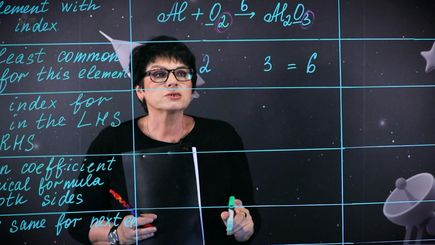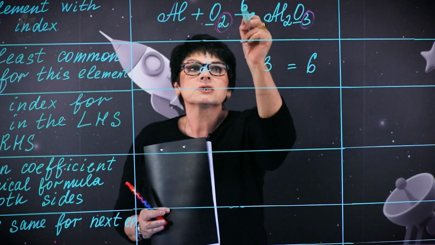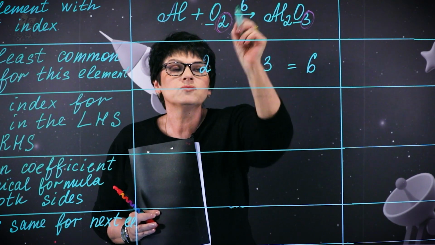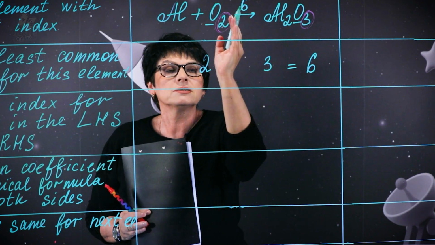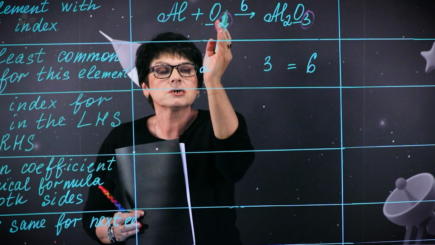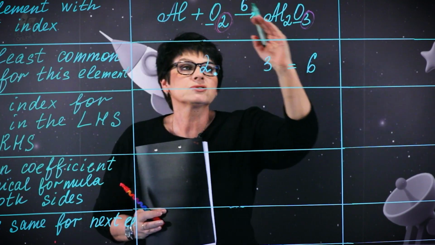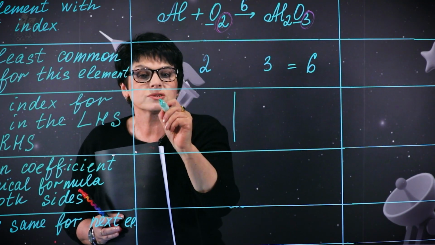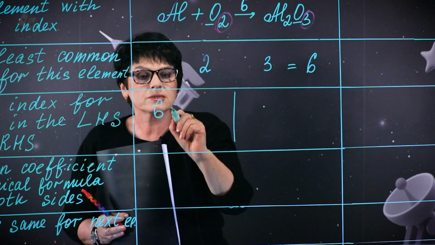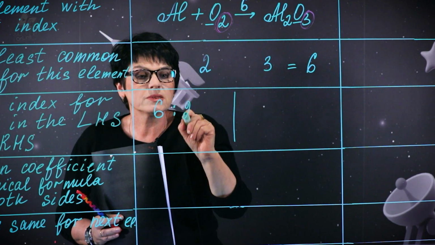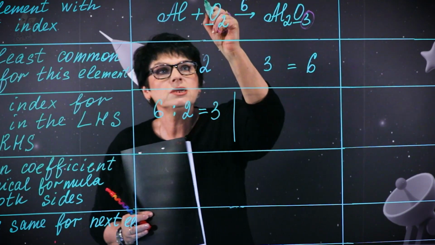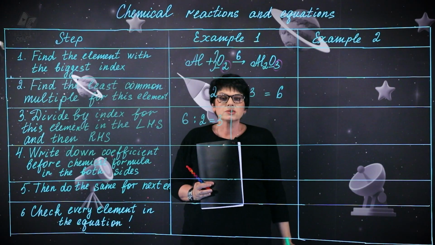Now what do we have to do next? All right, we have found the common multiple. Now we have to divide this common multiple first by the index of oxygen on the left side and then accordingly on the right side. On the left side, we divide the common multiple 6 by 2 and obtain 3 as the result of the division. And we set this number 3 as a coefficient in this location.